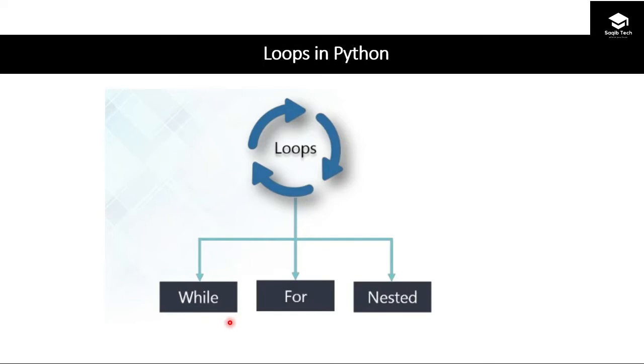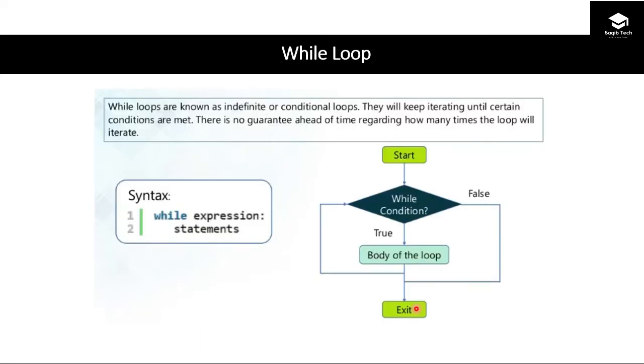So there are three types of loops in Python. Number one is while loop, number two is for loop, and number three is nested loop. We will be looking at them one by one. Let's start. First one is while loop. While loops are known as indefinite or conditional loops.